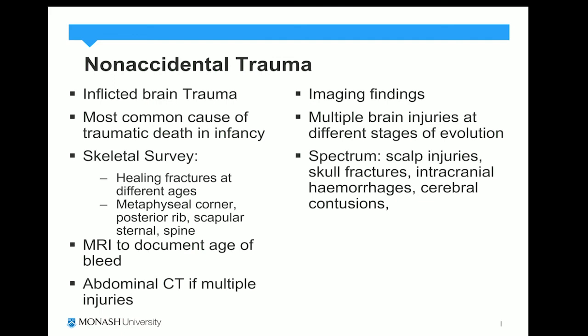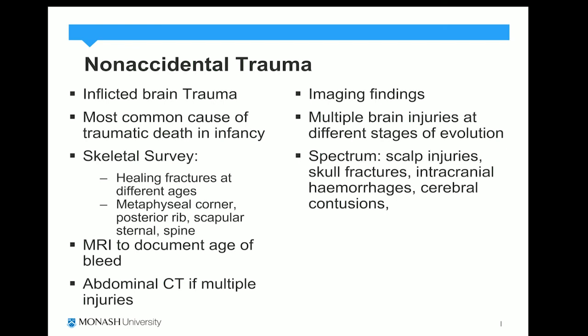Then our non-accidental injuries. That's when there's brain trauma inflicted on a child, and it's the most common cause of death in infancy. Things to look for, apart from what we look for in the brain: looking for healing fractures at different ages. And then with our limbs, look for metaphyseal corner fractures. In the chest, look for posterior rib fractures, scapular fractures or sternal fractures, and then also spine fractures.